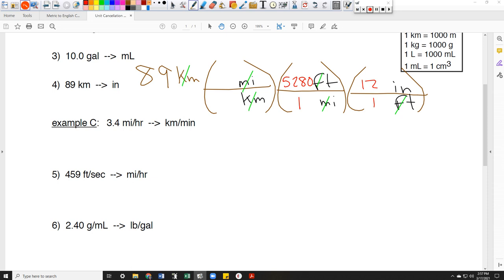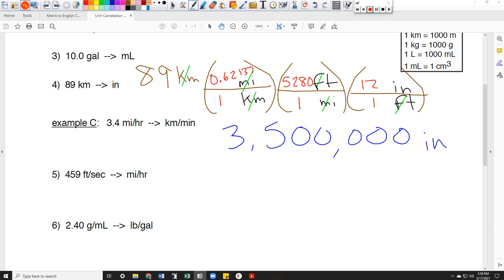Now, miles to kilometers. On your conversion factor sheet, it's on there twice. So which one makes your math easier? When you put the one where? On the bottom. Now, if you didn't, that's okay. You just now have to divide. So 1 kilometer is how many miles? Okay. So when you do this, the answer you get in your calculator is a really big number. But in two significant figures, you should have gotten 3,500,000 inches.